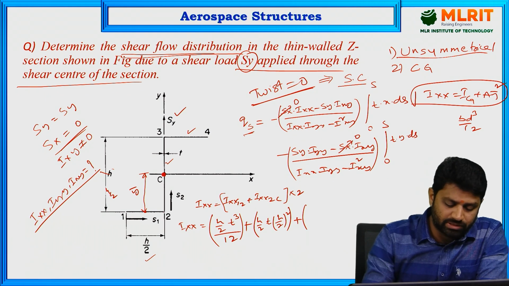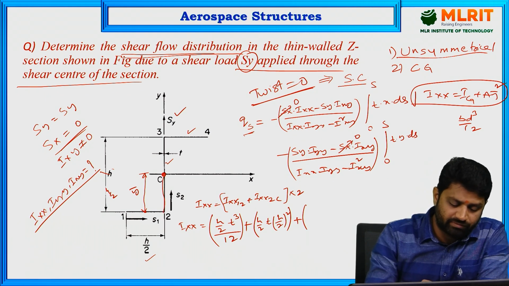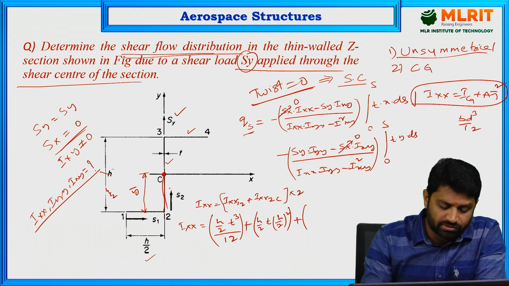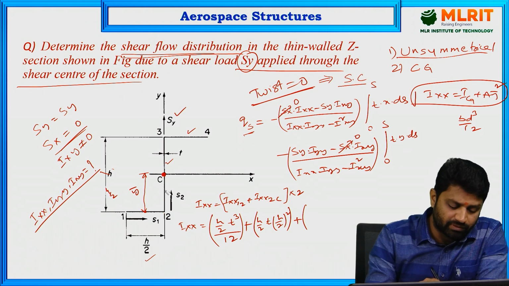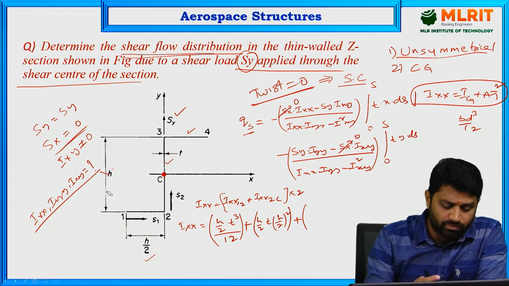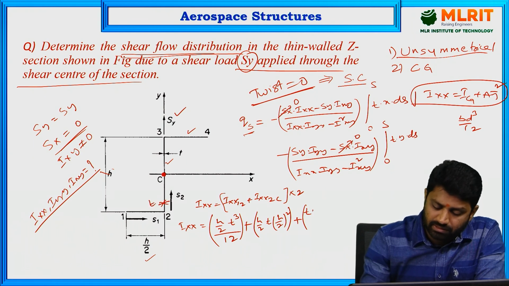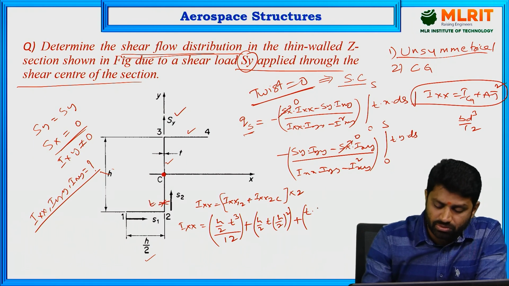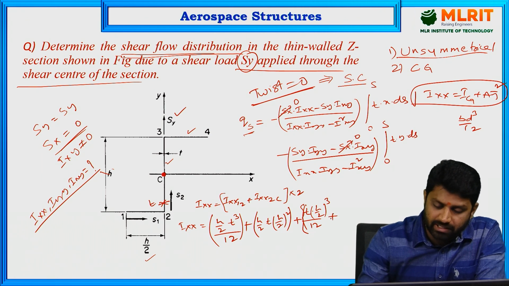next, for this 2C web, what we are going to do is, first you apply BD cube by 12. So what is that BD cube by 12? B is nothing but the thickness t, into depth, which is h by 2. So you are going to write h by 2 whole cube by 12, plus area, which is again t into h by 2, into y bar square.